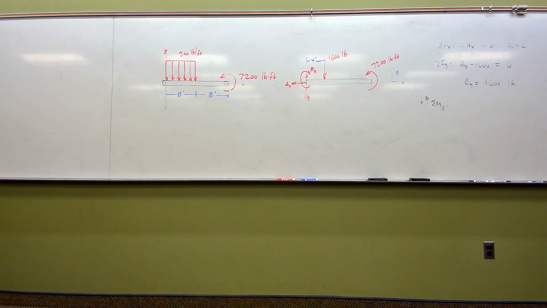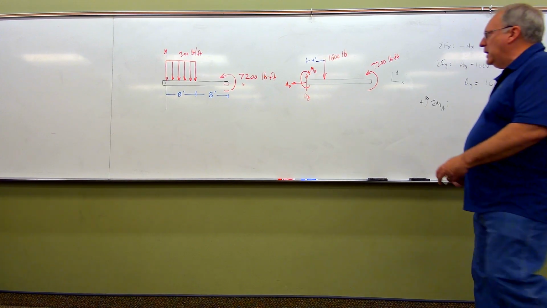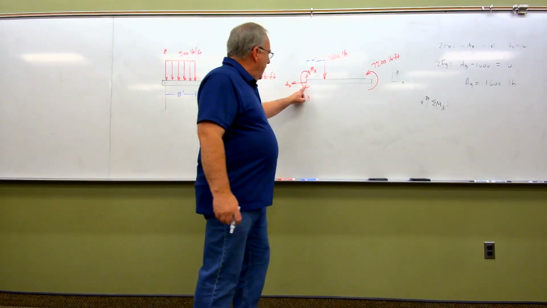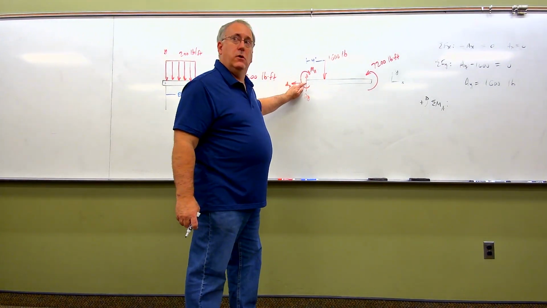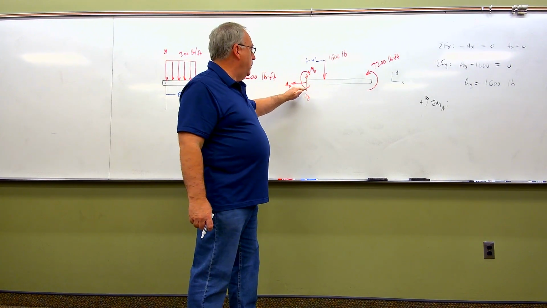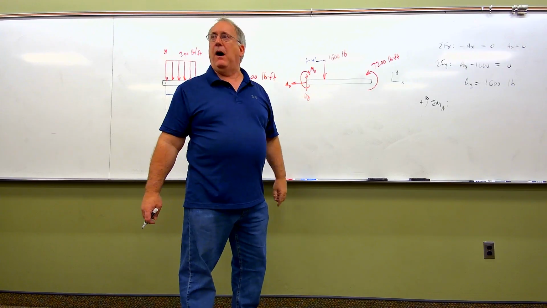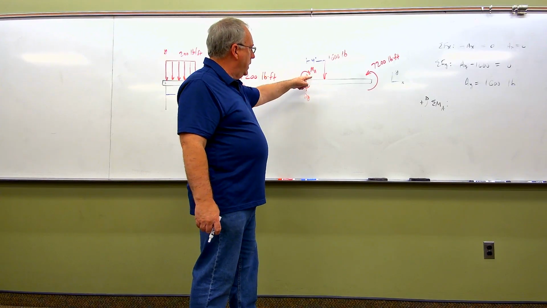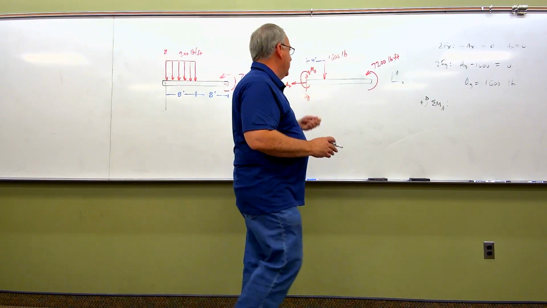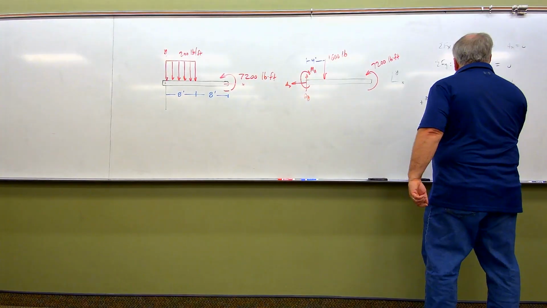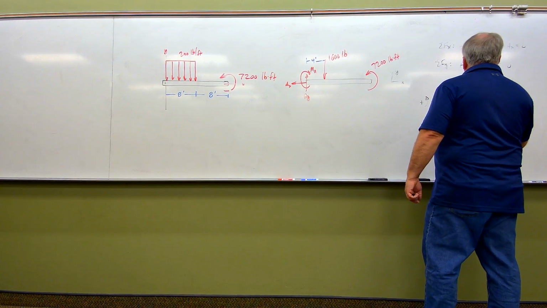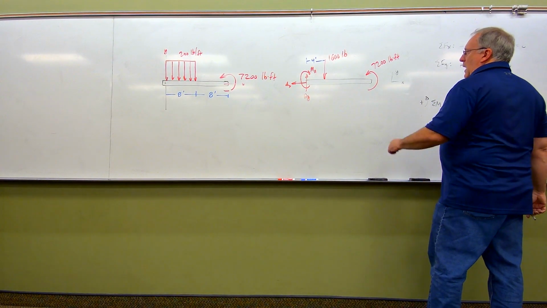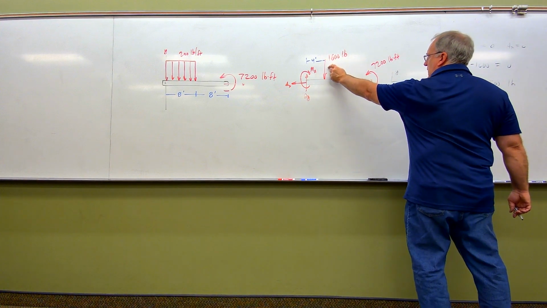Check out the unknown MA as it was drawn. Even though AY and AX pass through point A, this moment is still present about point A, so the moment shows up in the moment equation. This one was drawn as a clockwise moment, so it's negative. So I'm going to have minus MA. I'm going to come back to this one in just a second. I want to take care of this.